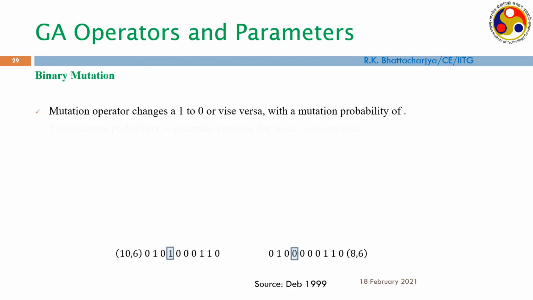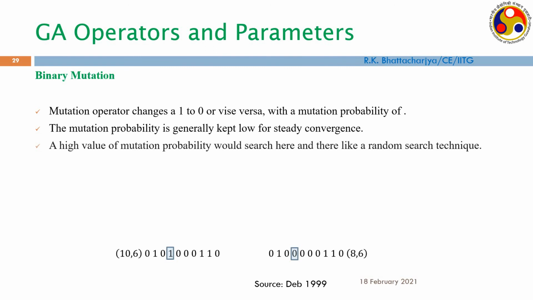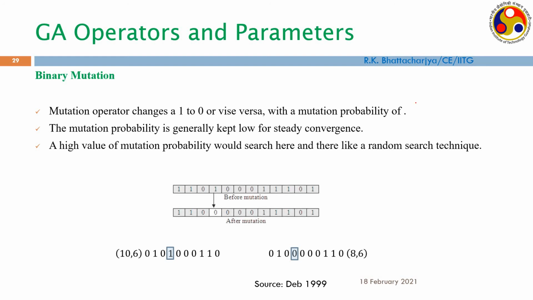Now let us see this example problem. The mutation operator changes a 1 to 0 or vice versa with a mutation probability of PM. I will discuss what the value of PM should be. The mutation probability should be kept very low. I don't want a very high value of mutation probability, and I will explain that. Low means maybe 0.01, suppose 1% or 2%.